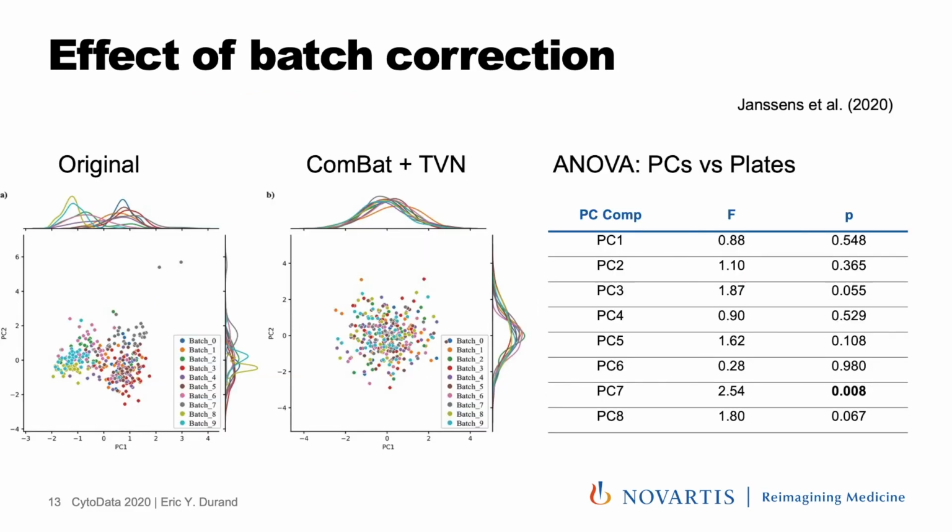To visualize that also on the previous plots, if you apply ComBat plus TVN, then you notice that all untreated plates are now mixed together; they don't cluster by batch anymore. And if you apply an ANOVA, then you notice almost no statistical effect of batch on the PCs.